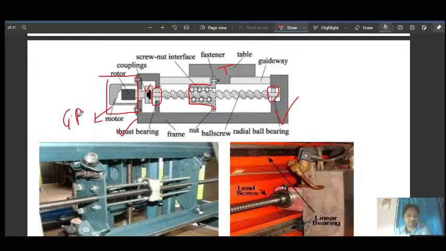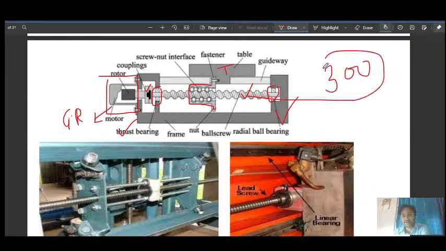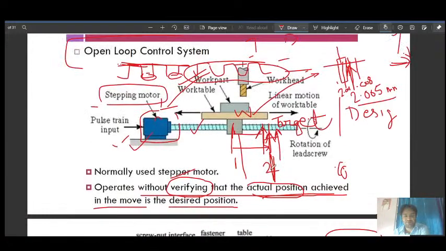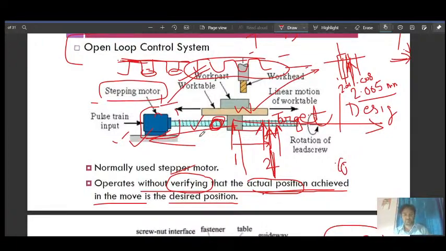Why gear reduction? Generally the motor runs at high speed, so we need to reduce the speed of the lead screw. Suppose the motor is running at 300 rpm, we cannot use 300 rpm for the lead screw, otherwise this table will move very quickly in any direction. So we need to reduce the table speed. And how do we reduce it? By reducing the rotation of the lead screw. And how do we achieve that? By using the gear mechanism.